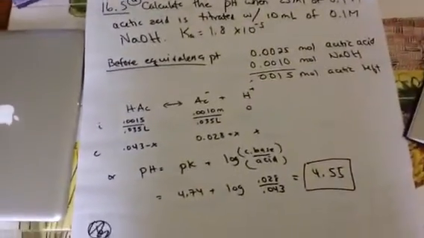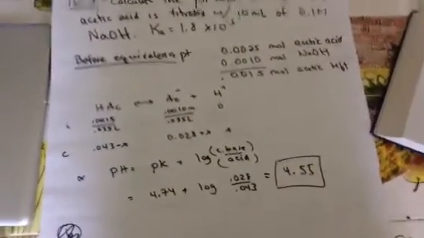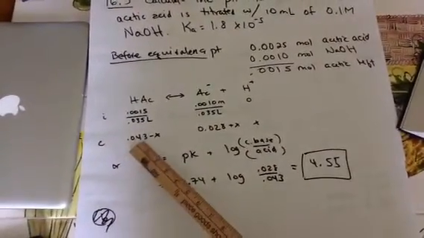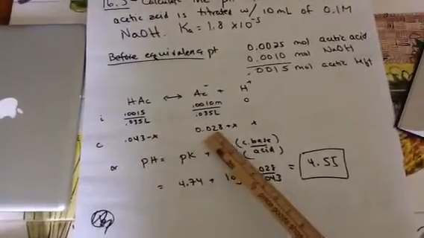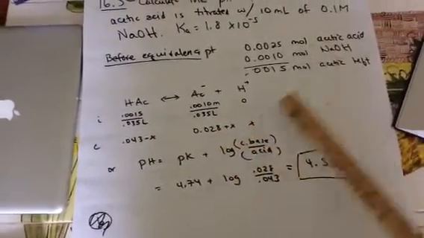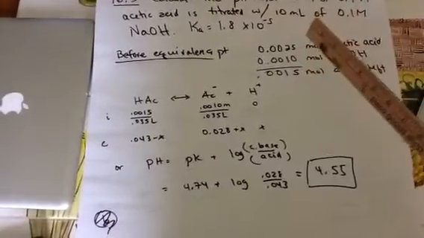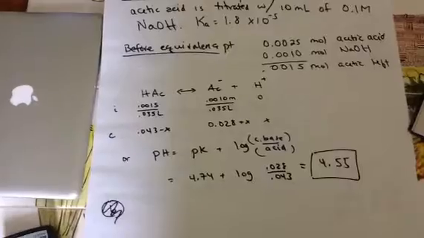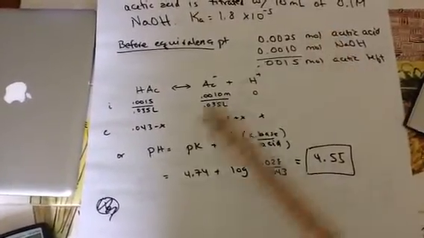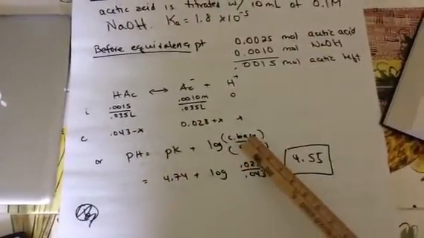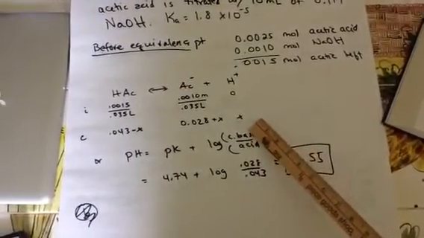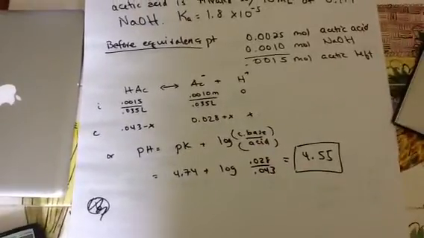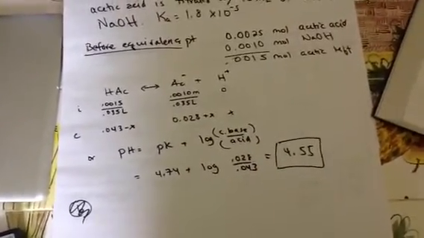If you did your ICE table, the concentrations would be 0.043 minus X and 0.028 plus X times X. As I said before, when you have your salt and your acid in solution together, you basically have a buffer, so you can just use the Henderson-Hasselbalch equation: pH equals pKa plus the log of the conjugate base divided by your acid. Plugging that in, you get 4.55.